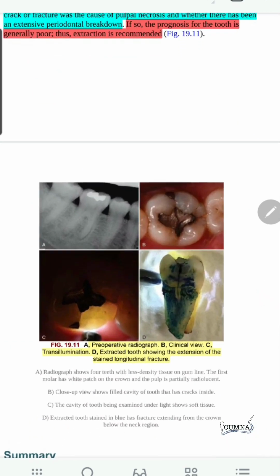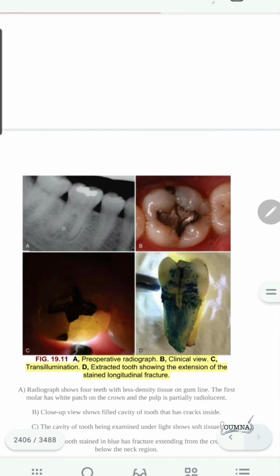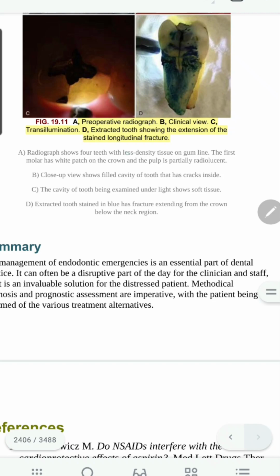We can see in this case the radiolucency around the root, a big wide lesion. Under the transillumination, we can see the borders of the crack. When we used a methylene blue dye, we saw the extent of the crack that has reached the root. So we did an extraction.